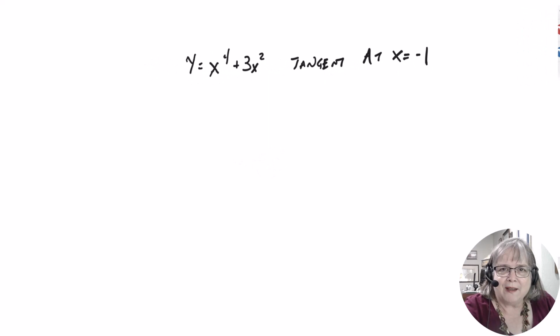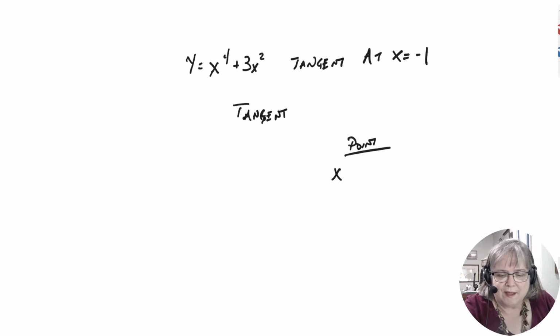Now, to find a tangent line, or any line, it doesn't have to be a tangent, if you're trying to find the equation of a line, you need a point somewhere on the line, and you need a slope, right? So let's do those two things. So for a tangent, this is what we're trying to find. Okay, we need a point.